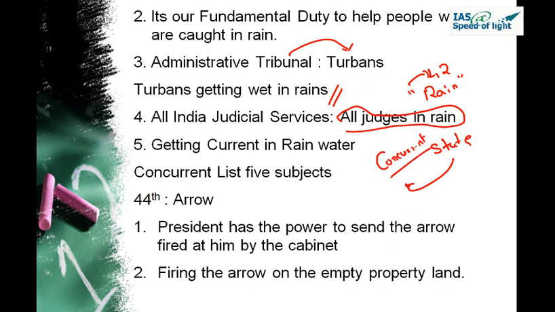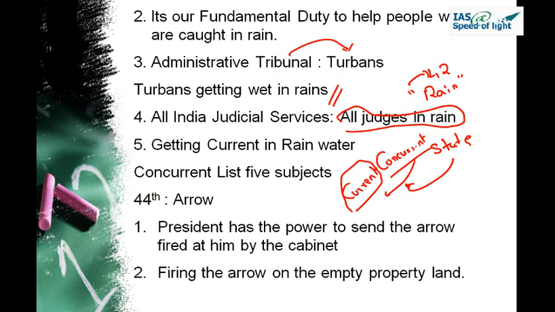So the concurrent list picture is of current, and who was getting current initially? It was Ricky Ponting. So Ricky Ponting, Australia, we borrowed the concept of the concurrent list from Australia. And during rain, once you go out in the rain, you are getting a shock, you are getting electric current. So the concurrent list was added by the 42nd Amendment Act.